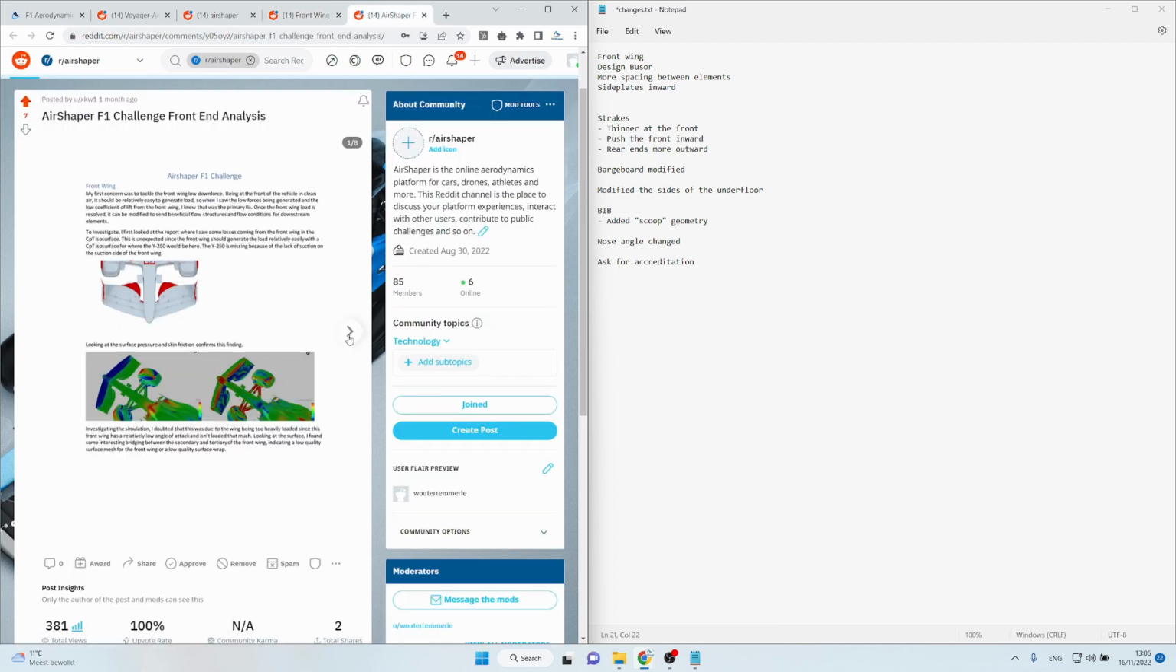We also got a full PDF document with analysis of the front wing, stating that there's flow separation at the bottom, which is not necessarily the result of the geometry, but more a case of the meshing being stuck between the elements. So that is something we fixed as well.